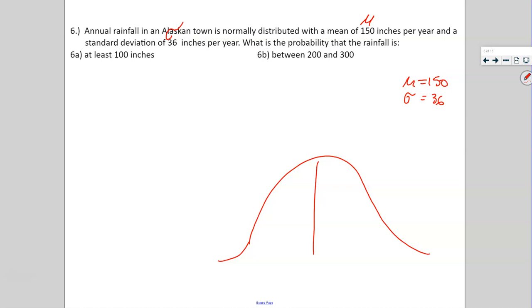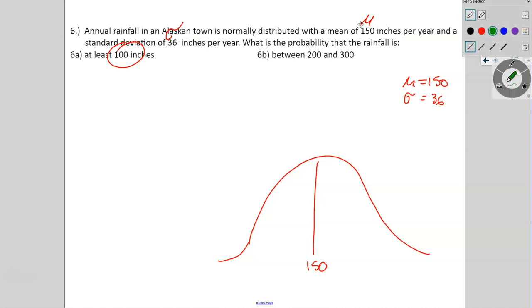Okay, so we have 150 here. Since I'm looking at least 100, I'm going to try to go to the left, see if I have 100 here. So 150 minus 36, it's going to be 114. And then 114 minus 36 is 78. So no, I do not have a 100. 100 will be somewhere in the middle, so I cannot use empirical rule, but I can use my calculator.